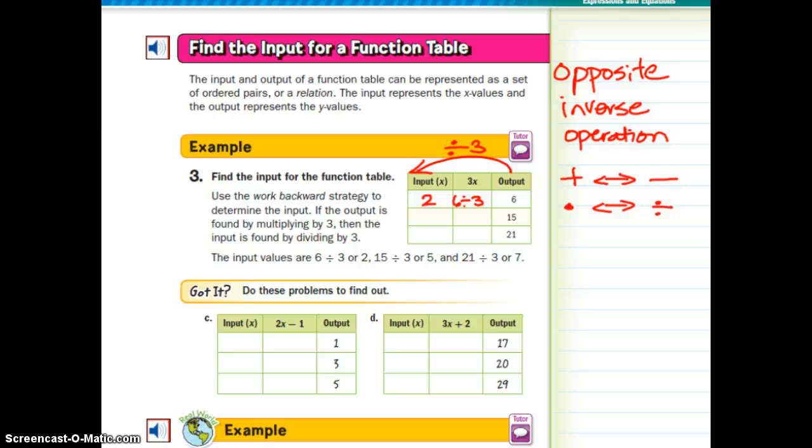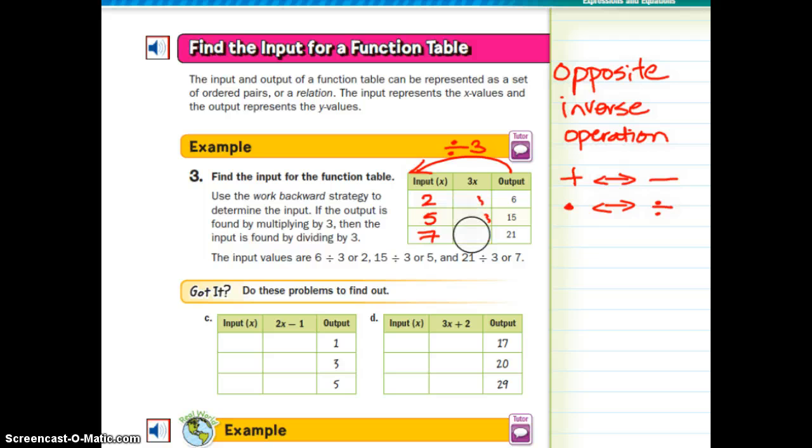This would be 15 divided by 3 going back. So my answer is 5. This one would be 21 divided by 3, which gives me 7. So again, I'm doing the reverse going back.